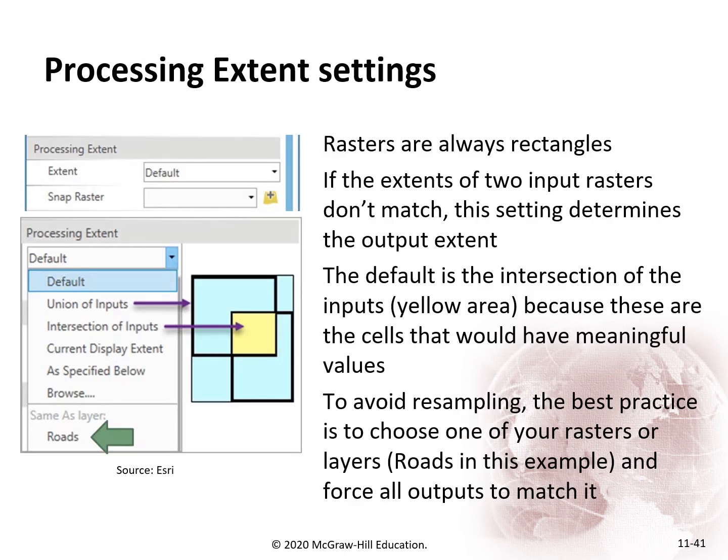Processing extents. This can help. Sometimes your rasters don't line up, and sometimes you have different cell sizes. If you don't specify how you want a lot of this stuff done, it's just going to do it, and so it'll resample it, and you may not even know what's going on. It's best to think about this stuff and work through it ahead of time.